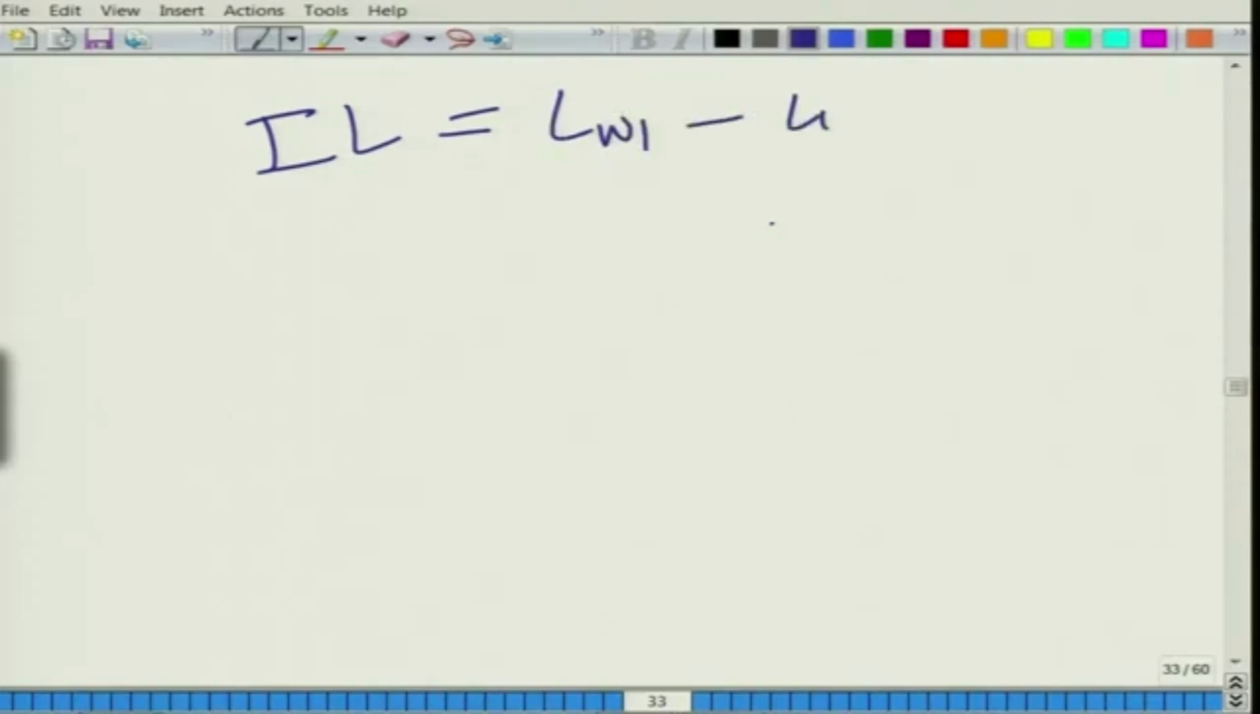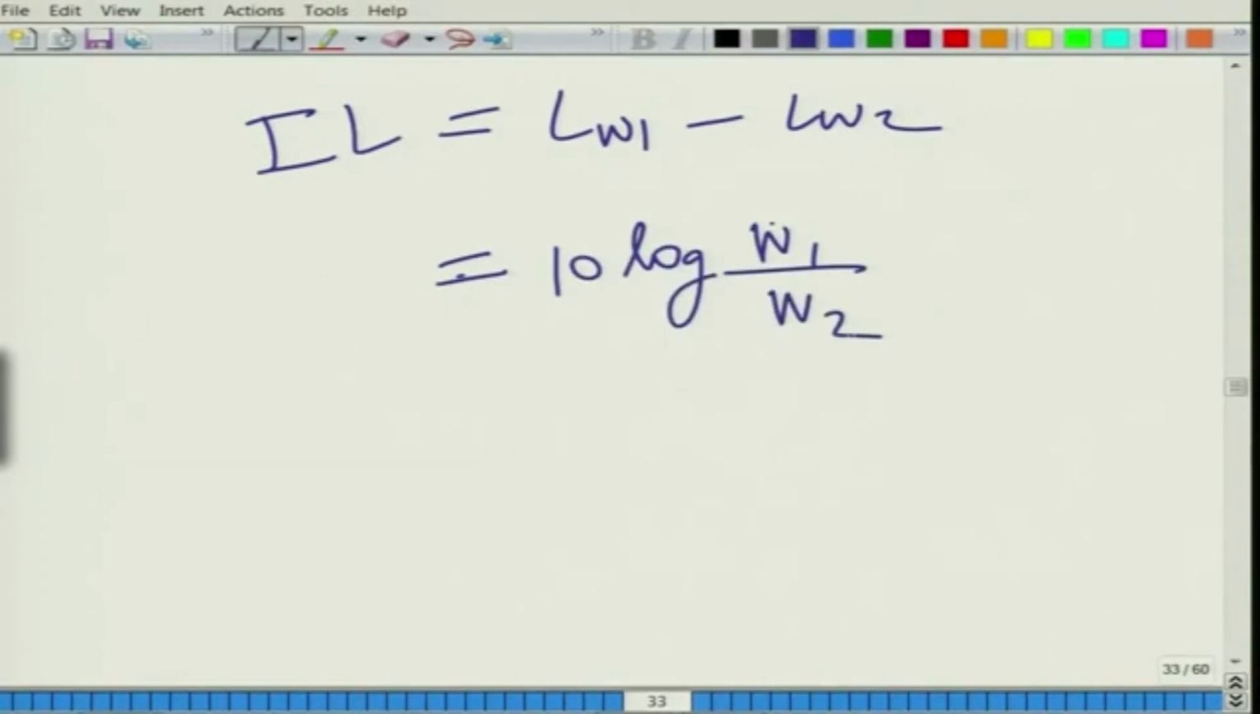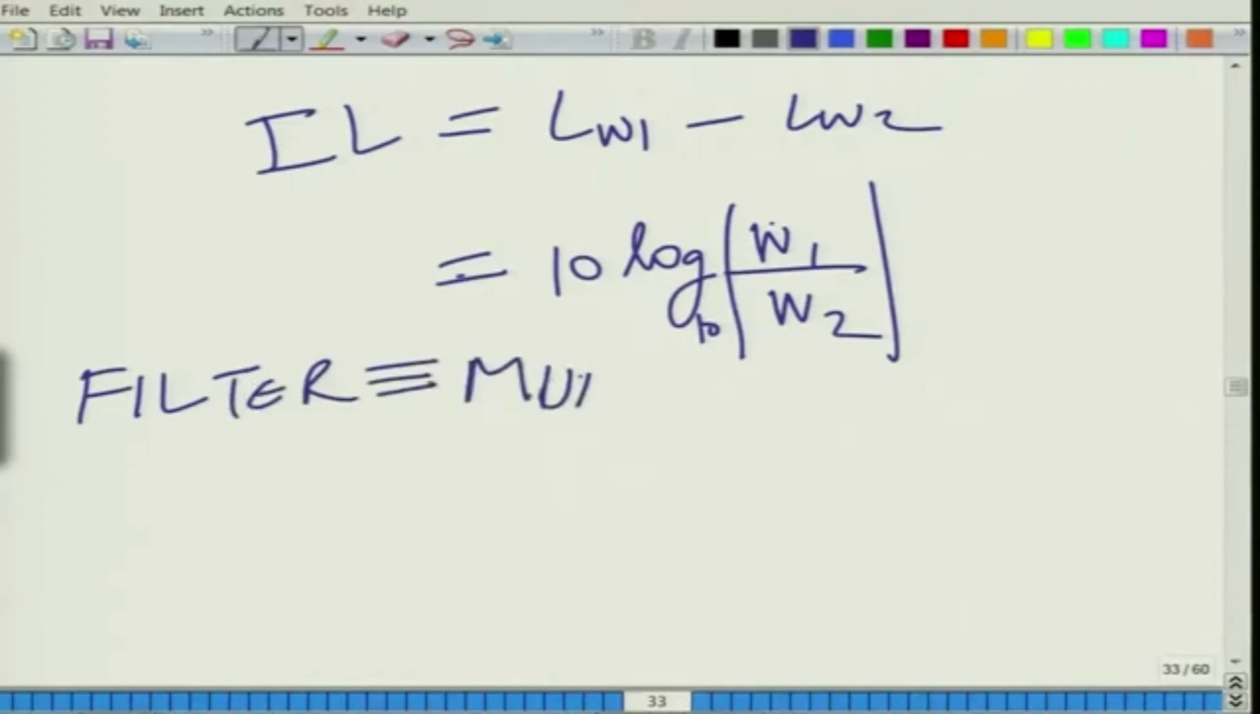So, basically IL is given by LW1 minus LW2, and that is equal to 10 times log of W1 by W2 to the base 10, of course. Because W was used to denote the acoustic power radiated, 1 and 2 mean without and with the filter or the muffler. Filter means the muffler. Let me also clarify, filter is defined as the muffler. All right. So, now we will make use of the expressions that we talked about.